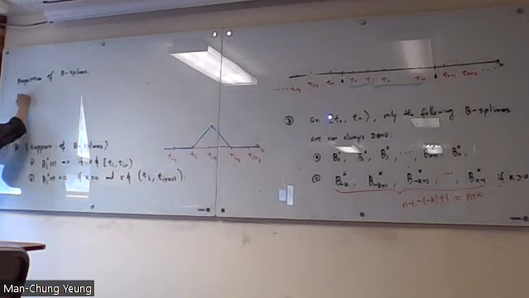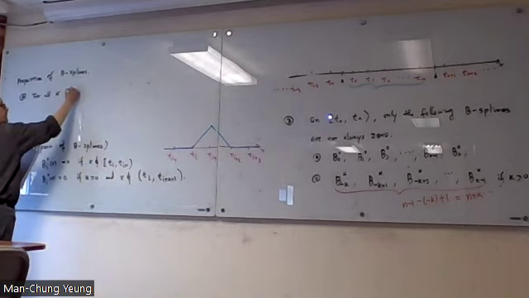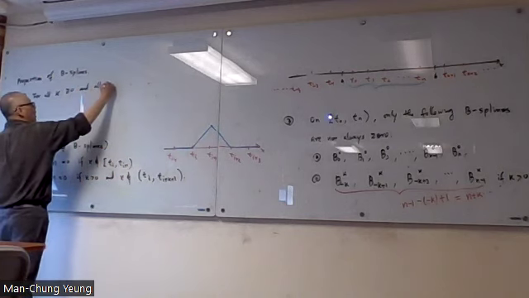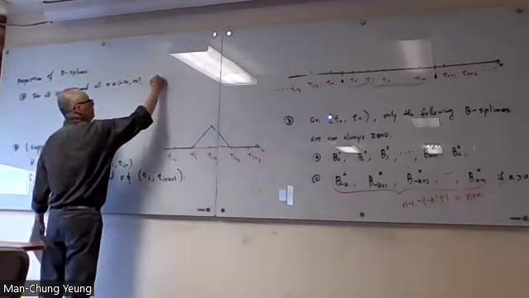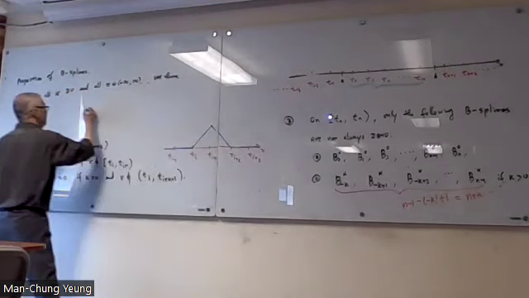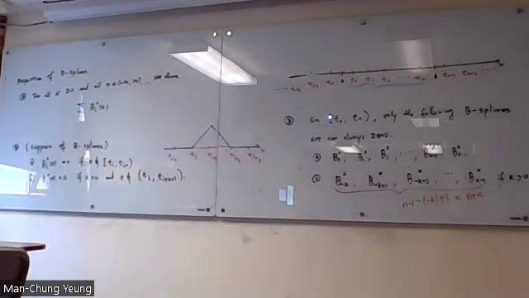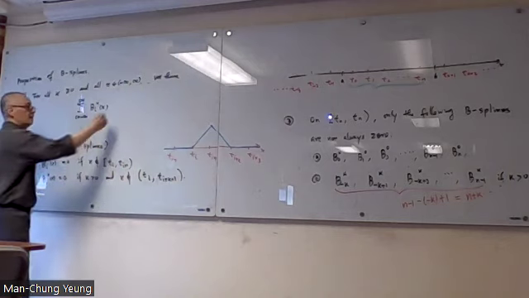Property number 4. For all k greater than or equal to 0, and all x, any x, we have the summation of B_{i,k}(x), where i is any integer from negative infinity to positive infinity, always equals 1.